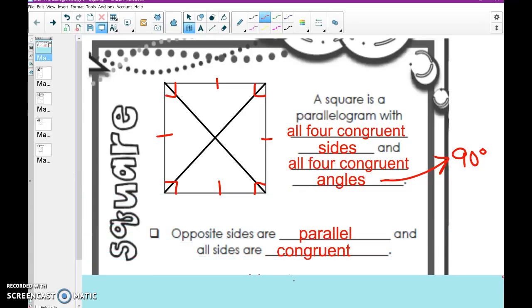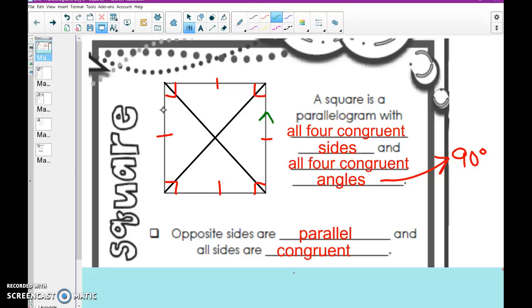Next piece is that the opposite sides are parallel. We do that by drawing the arrows in. So arrow, arrow, double arrow. Can't do singles for all of them because you can't have four parallel sides that actually meet. That wouldn't make sense. We already have that the sides are all congruent, so that's taken care of. Make sure you get that copied down.